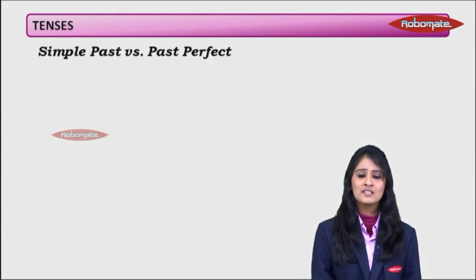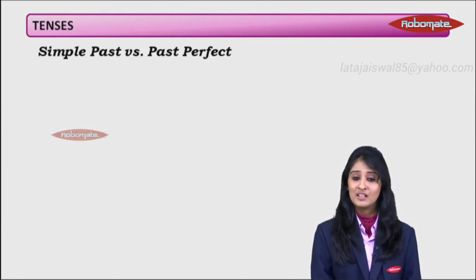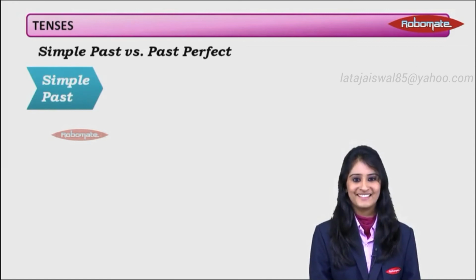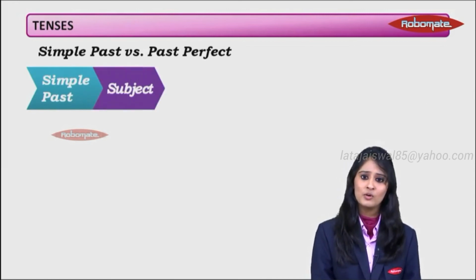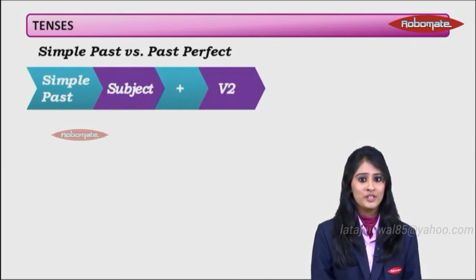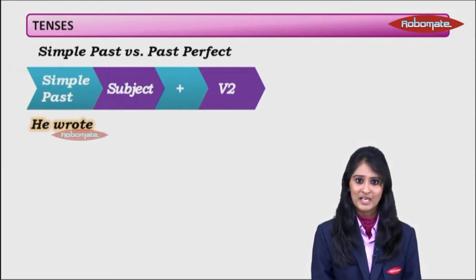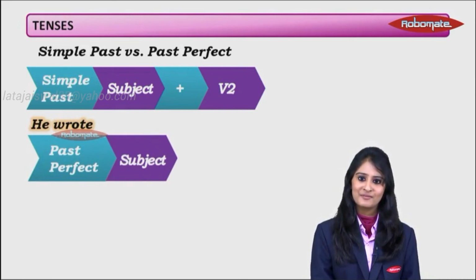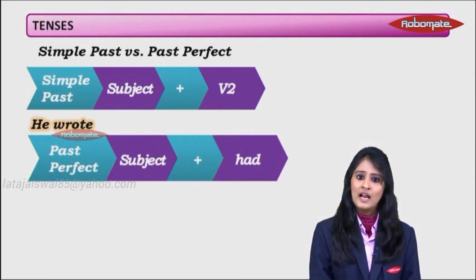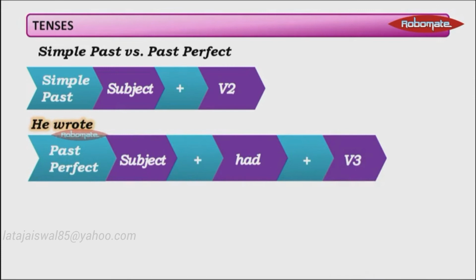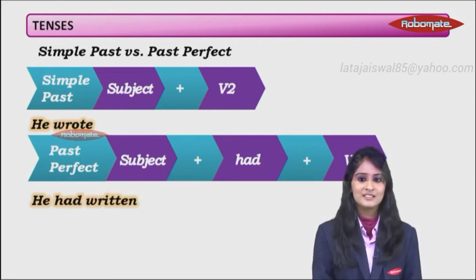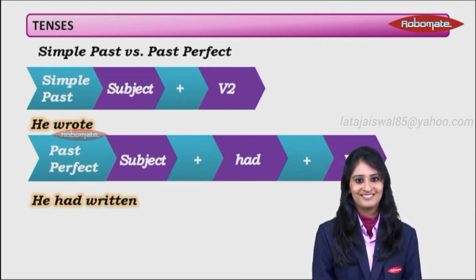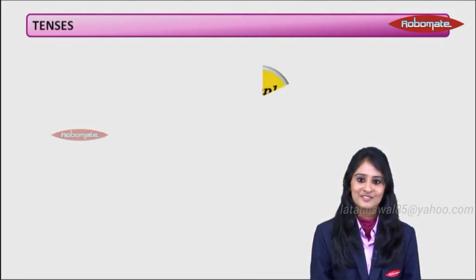Simple past versus the past perfect. Let's take a look at the formation quickly. Simple past, we all know, subject and V2, the past form. That means my answer is he wrote. And what is a past perfect? Again the subject, had and the V3, which means the past participle. So my answer is he had written. Now let's see the next.